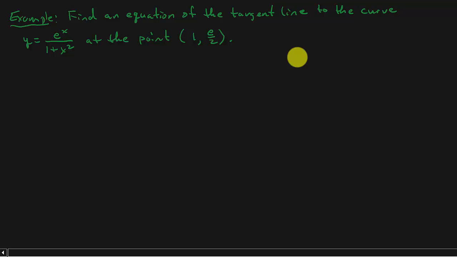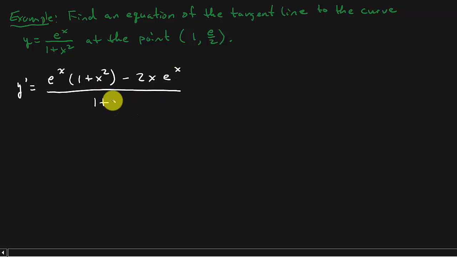So we know to find the equation of the tangent line, we got to take the derivative, then we evaluate the derivative at the point. That gives us the slope of the tangent line, and then we use the point slope form. All right, so let's do y prime. That's the derivative of the numerator, which is just e to the x, times the denominator, minus the derivative of the denominator, which is 2x, times the numerator, which is e to the x. And that's all over the denominator squared.